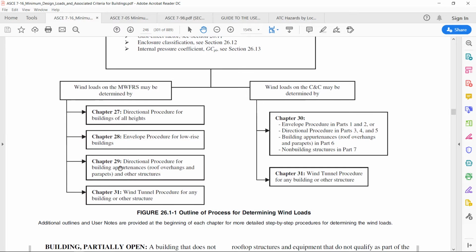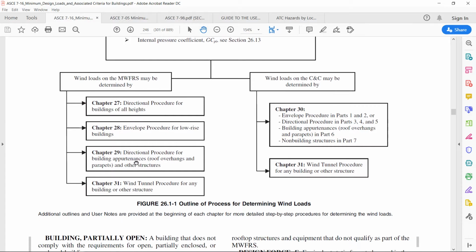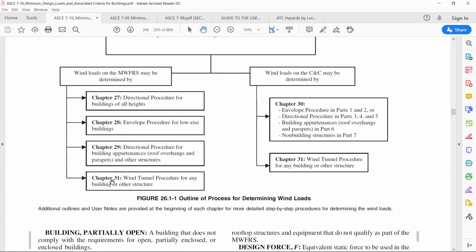Then chapter 29 is the directional procedure for building appurtenances, that means roof overhangs and parapets, etc., and other structures. And the last chapter here is chapter 31, which is the wind tunnel procedure for any building and other structure. So we are not going to chapter 31 and its provisions because we don't have any wind tunnel.